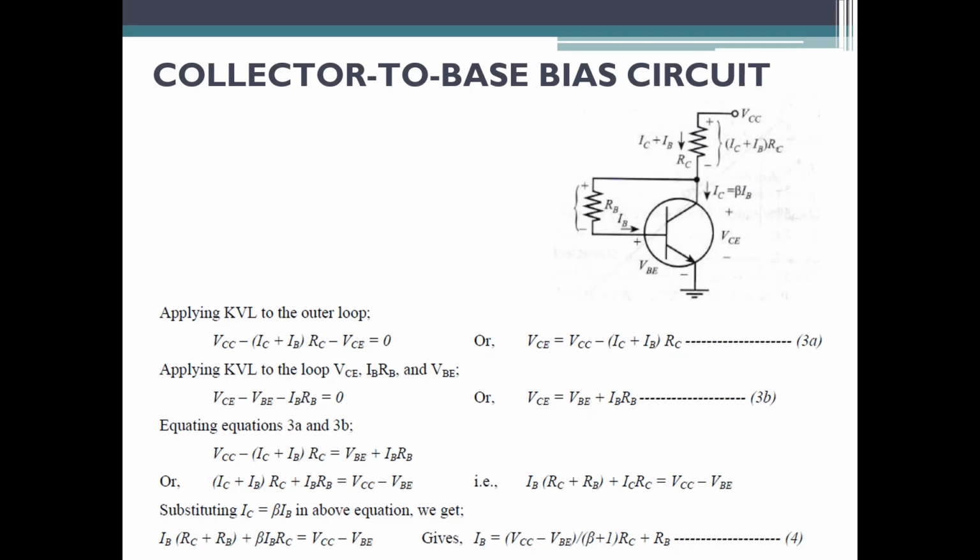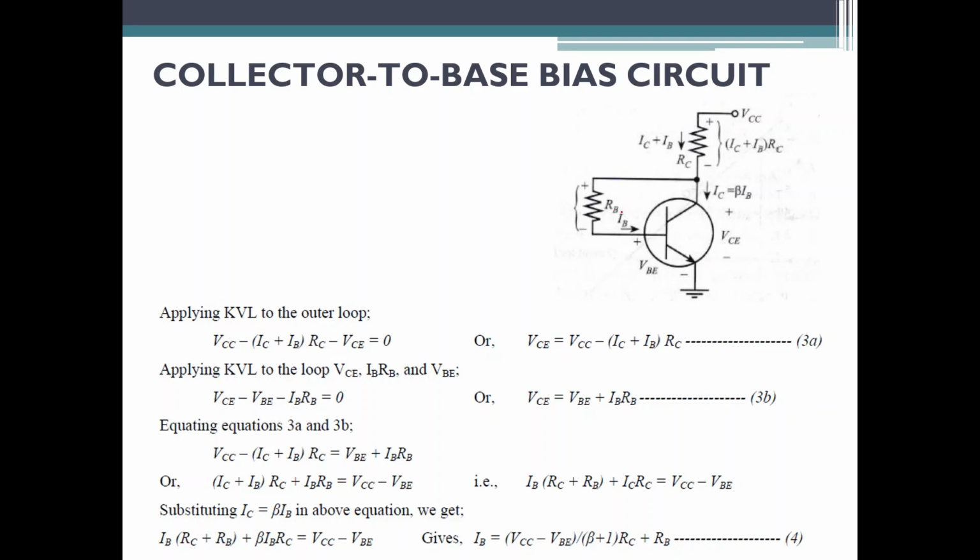So in the common emitter configuration, the emitter serves as a common terminal, where the base is one of the input terminals. So base and emitter will be the terminals for the input, whereas for the output, the collector and the emitter will be the terminals.